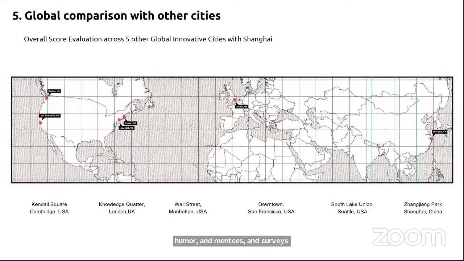And to validate our framework, we select the Zhangjiang area in Pudong and select 5 other innovative districts. Here we can see from USA, UK, and also China to do the comparison analysis. We want to find out what kind of environment can promote urban innovation. And the perception score of Zhangjiang high-tech park is compared to that of the 5 other benchmarks.